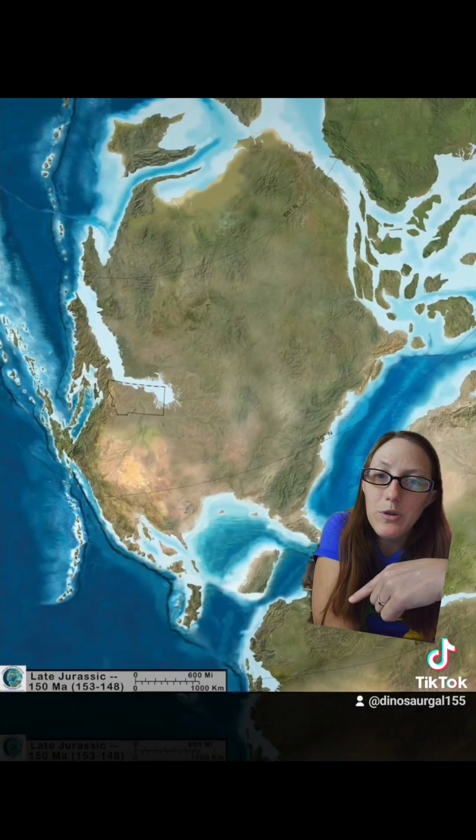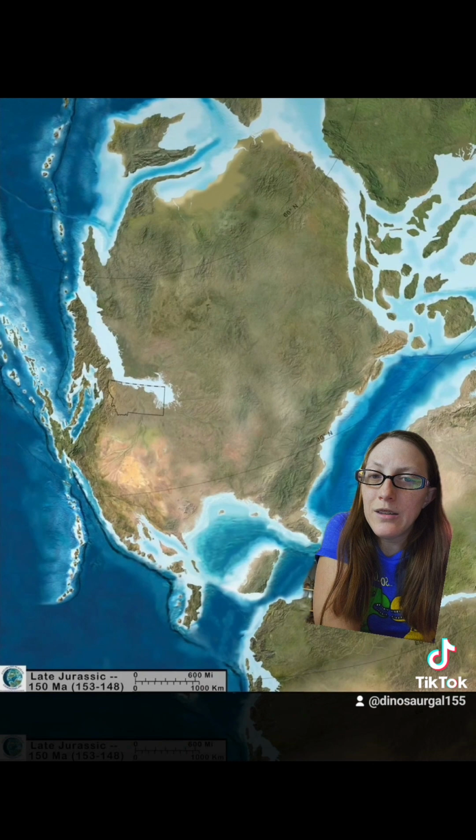And as well as down south, in South Dakota, we also have sandstone deposits that show Aeolian dunes or deserts. So to put it all together, this is North America in the late Jurassic.